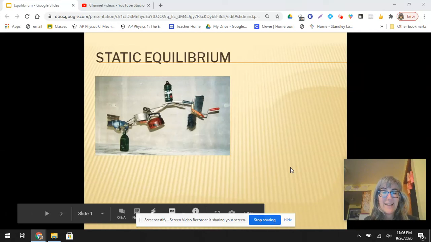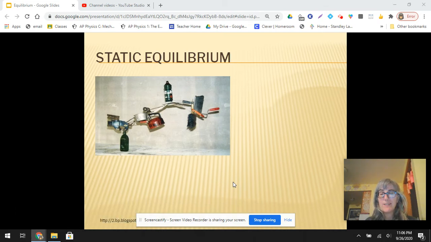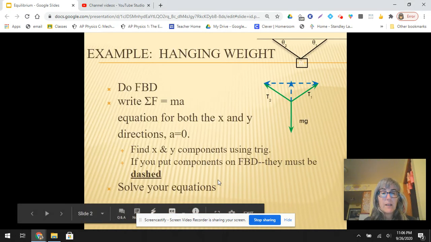A few words about static equilibrium. Equilibrium means balance. So when we're talking about equilibrium, we mean that the forces are balanced, and we'll take this to rotation as well. Static means not moving. So it means that the forces are balanced and that it's not moving.